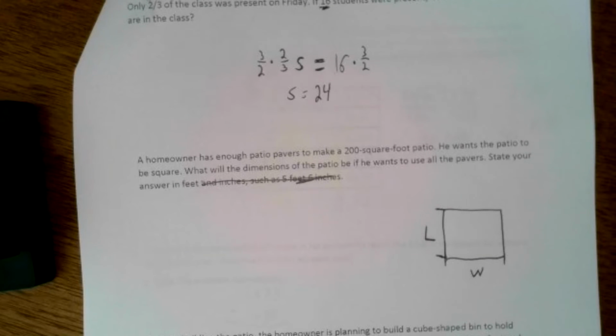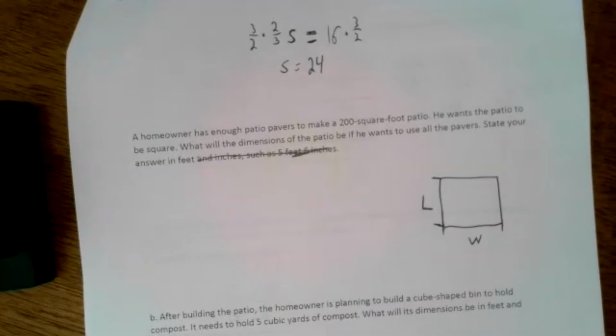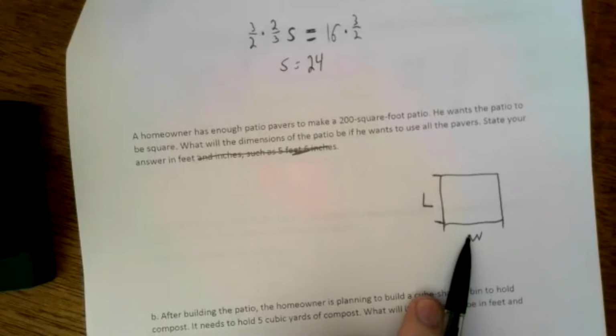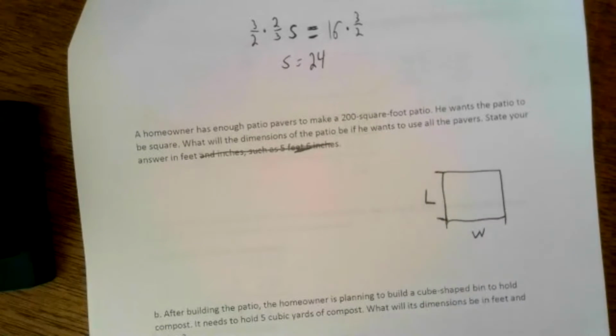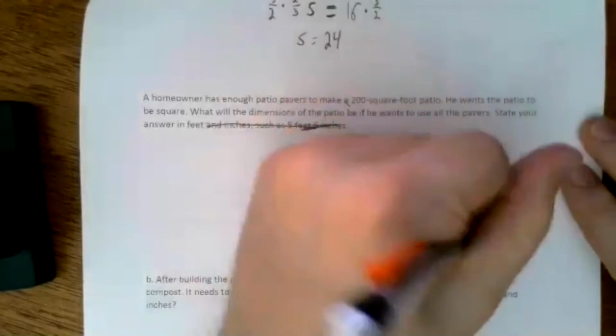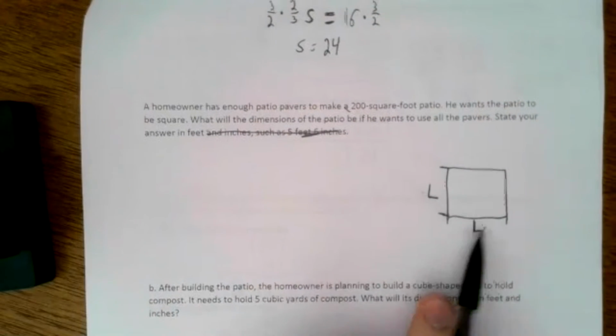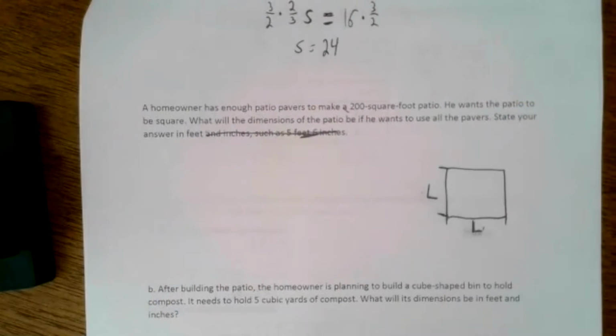And what do I know about my width and my length, according to the problem? So I specifically want the patio to be square, right? So what's special about the length and the width of a square? They're the same. So instead of having L and W, I can just have L and L, right? Because they're both the exact same. So I'm going to replace the W with an L. So I have the length times the length is going to equal the area of this square, right?